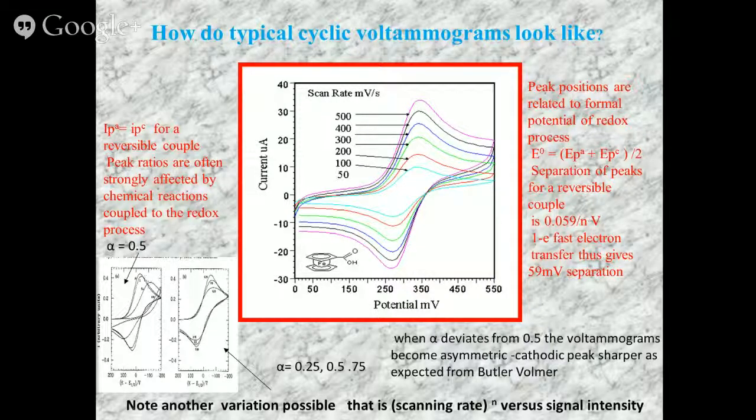But when alpha deviates from 0.5, the voltammogram becomes asymmetric. The cathodic peak is sharper, as expected from the Butler-Volmer equation. We will see later on what Butler-Volmer is. Already we have talked about the fact that the current should vary linearly with the square root of the scan rate for a reversible process.